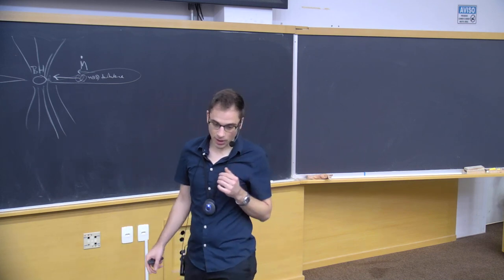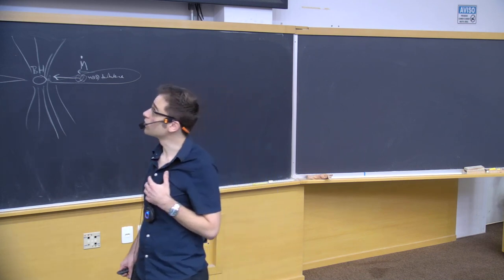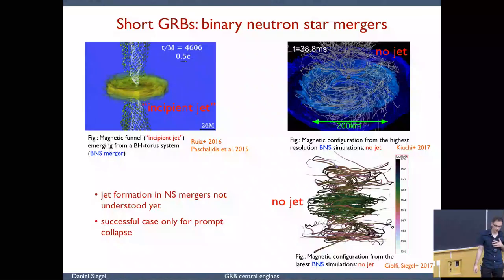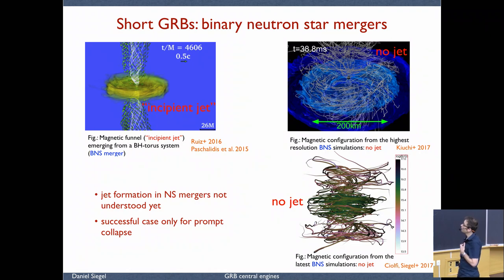So let's talk a little bit about short gamma-ray bursts, so neutron star mergers. And here, the conditions are fairly complicated. Here we don't have a collapsing star. We cannot produce a large-scale magnetic flux from the beginning. Instead, we have to hope that somehow we can create a strong poloidal field. So remember that the outgoing Poynting flux that we found in this Blandford-Znajek solution was proportional to the poloidal magnetic field. So what we'd hope for is that we somehow supply the black hole with a strong poloidal magnetic field that can then give rise to some significant energy extraction.